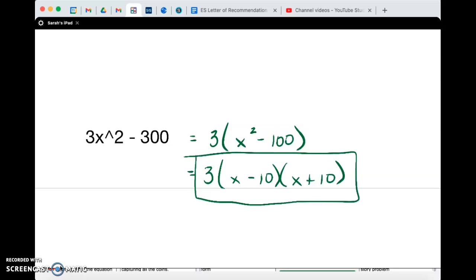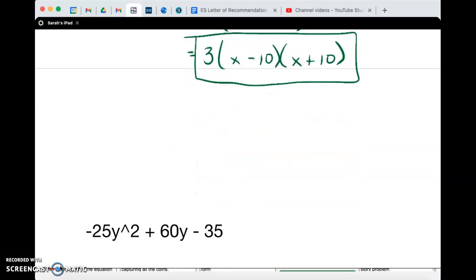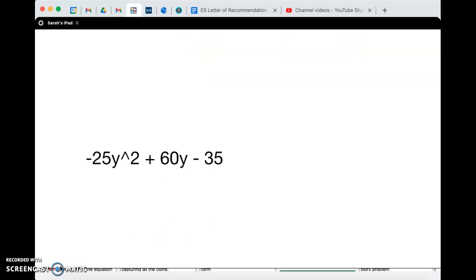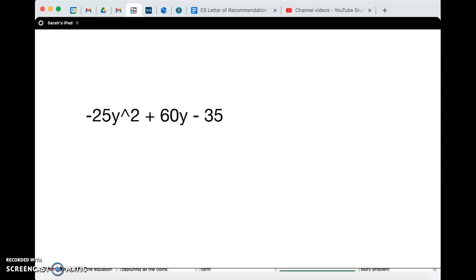I like difference of squares because it's super quick compared to the AC method. Yeah, it's easy, it's fun. It's perfect. Okay, last one.